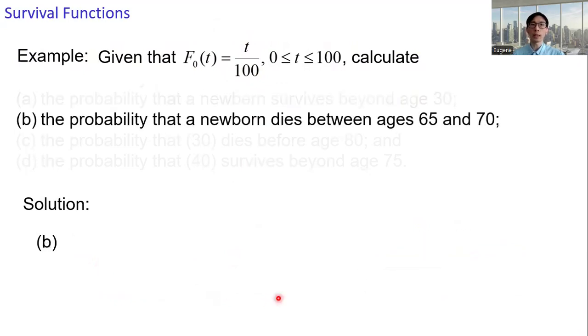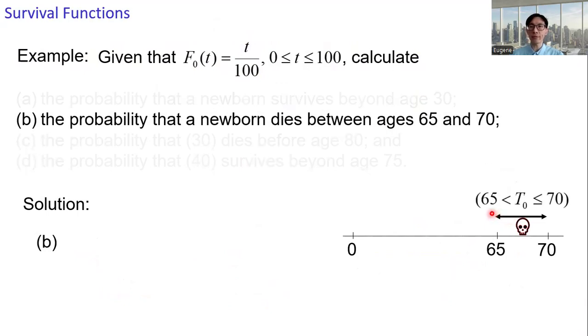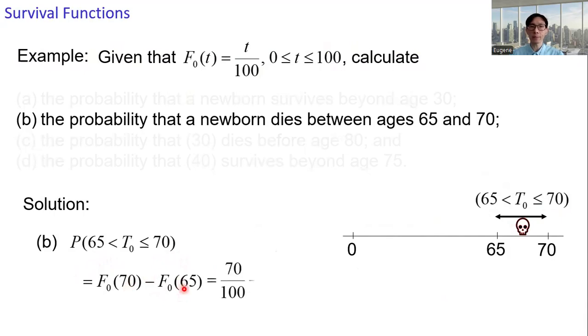Part B, the probability that a newborn dies between ages 65 and 70. We want to get the probability of the event that T0 is between 65 and 70. In terms of the distribution function, this probability equals F0(70) minus F0(65). Plug in t equals 70 and 65 respectively. Upon calculation, we get the probability 0.05.